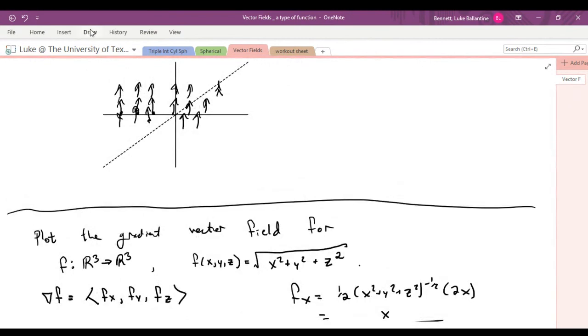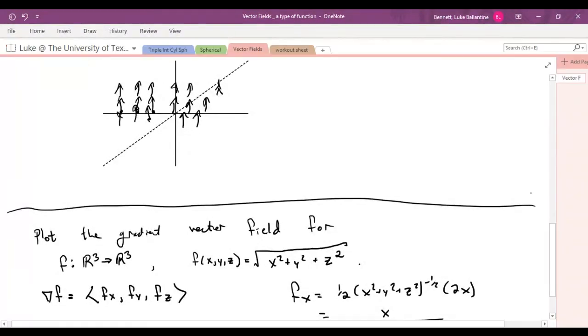It's following my screen. Oh my goodness. Okay, it's gone.